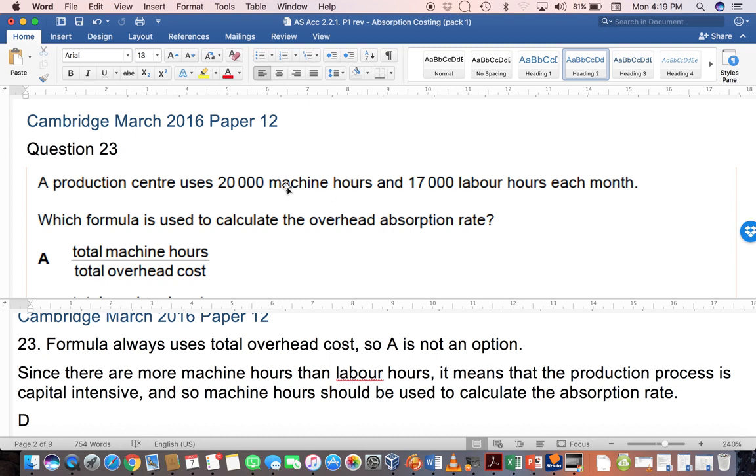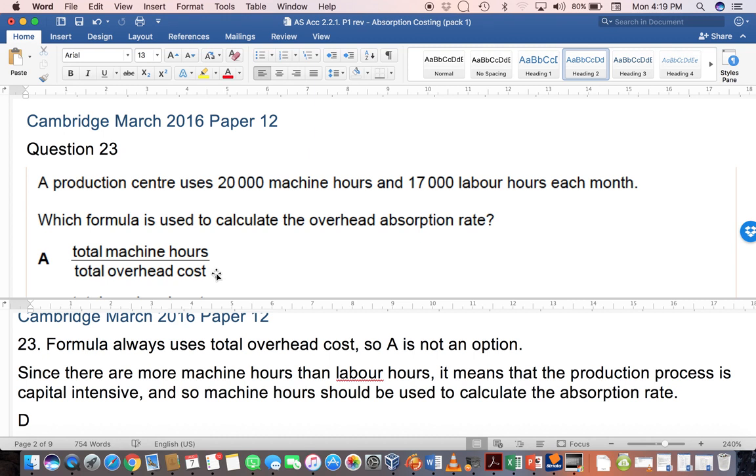Therefore, what you need to do is look and see which are actually the most relevant. In this case, you can see that there are more machine hours than labor hours. 20,000 is higher than 17,000, which means that this business is capital intensive. There's more machinery rather than being labor intensive. And because it's capital intensive, we therefore would want to use this 20,000 of machine hours. So let's now look at the options available.